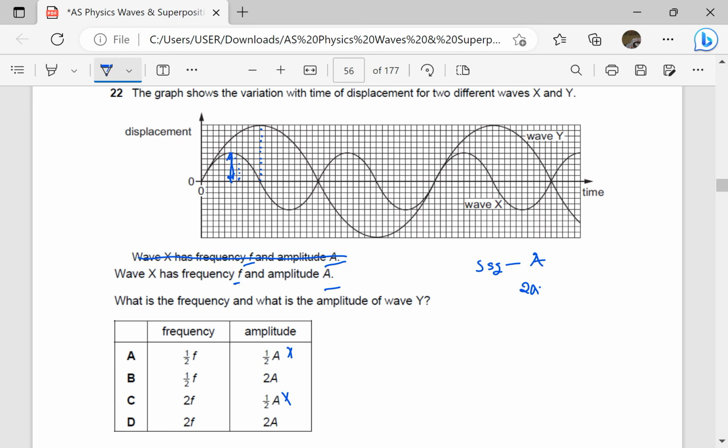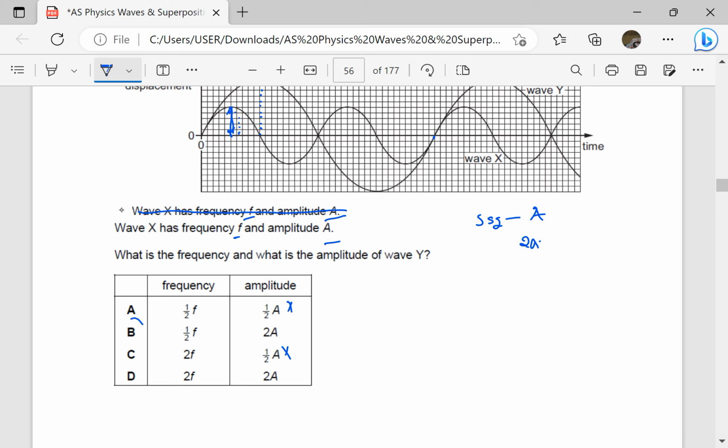Now let's check the frequency. You see that in one cycle of wave Y, there are two cycles of wave X. That means the frequency of wave Y is half that of wave X. So the answer is going to be B.